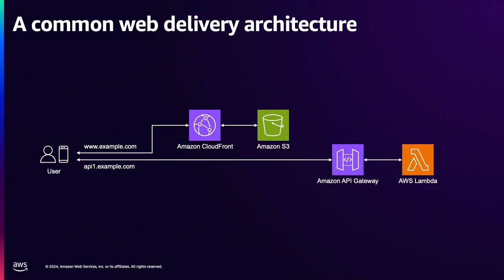Now you want to make the website interactive by hydrating the front end with APIs. For this, you serve an API, let's say on a domain such as api1.example.com, fulfilled with a Lambda function behind API Gateway. Note that in API Gateway, if you choose the edge optimized endpoint, you will be using a CloudFront distribution that is managed by API Gateway behind the scenes.